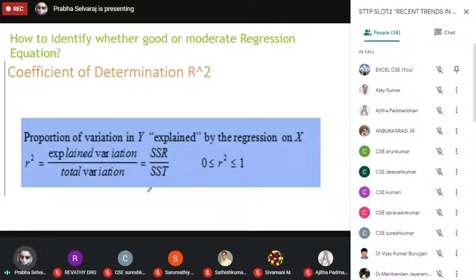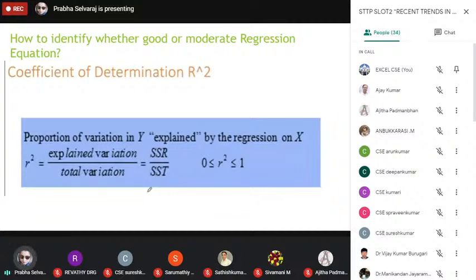So you are going to find out the R square. Depending on the value of R square, if it is a high value, that means there is less difference between the actual and predicted value. So you can calculate. Now, what is R square? Explained variation, SSR, and SST. It varies between 0 and 1. Now let us see what it is.